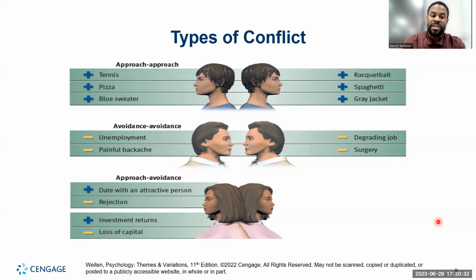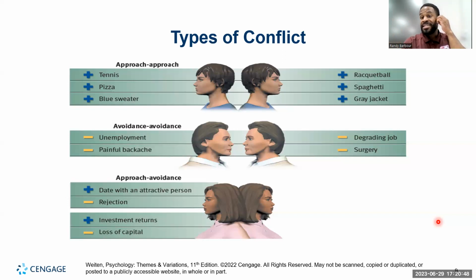So you want to go on a date with someone that's attractive, you've got to ask them out first, right? But with asking them out, you also have to face the option of being rejected, right? So that's the approach and avoidance, right?